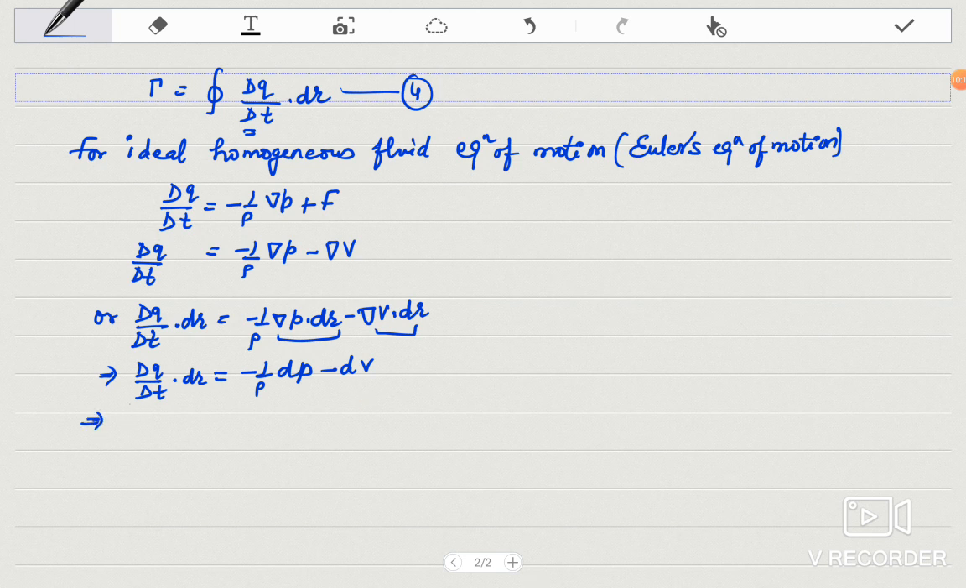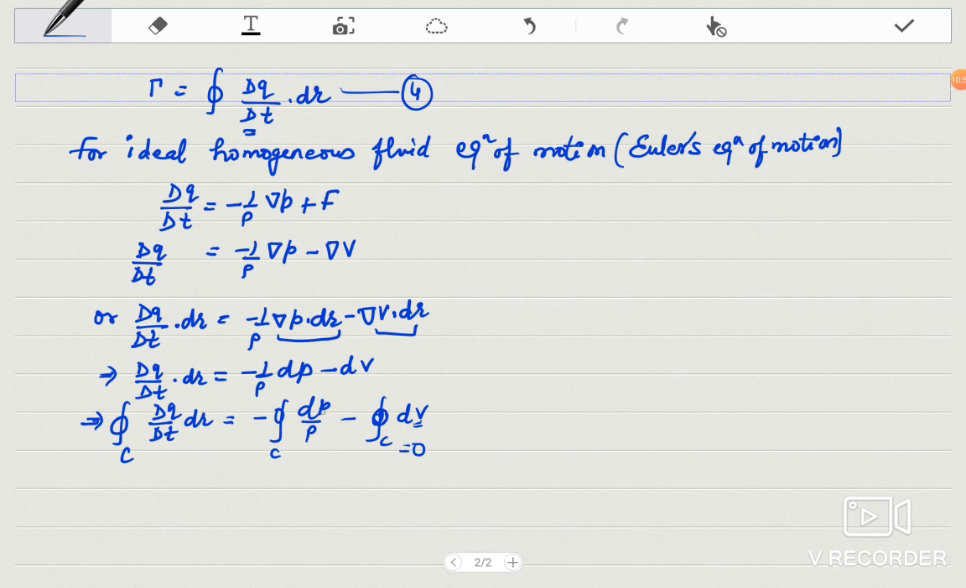Now integrate dq/dt dot dr as a line integral along the closed curve C: minus the integral of dp by rho along C, minus the integral of dv. We know that v is a single valued function. It is the derivative of v, so after integration you will get v along the closed curve. Initial point and the last point are same and it is single valued, so it will have the same value at that point. So what will be its value here? It will be 0.